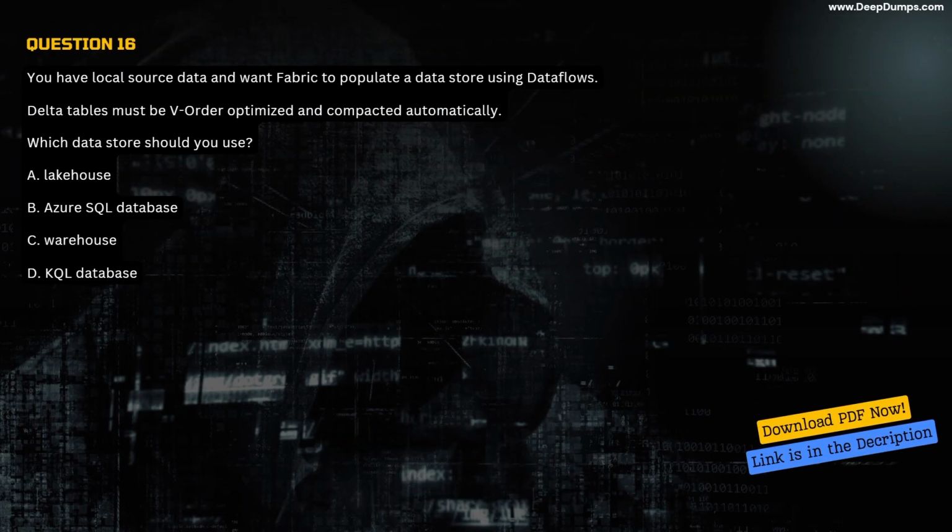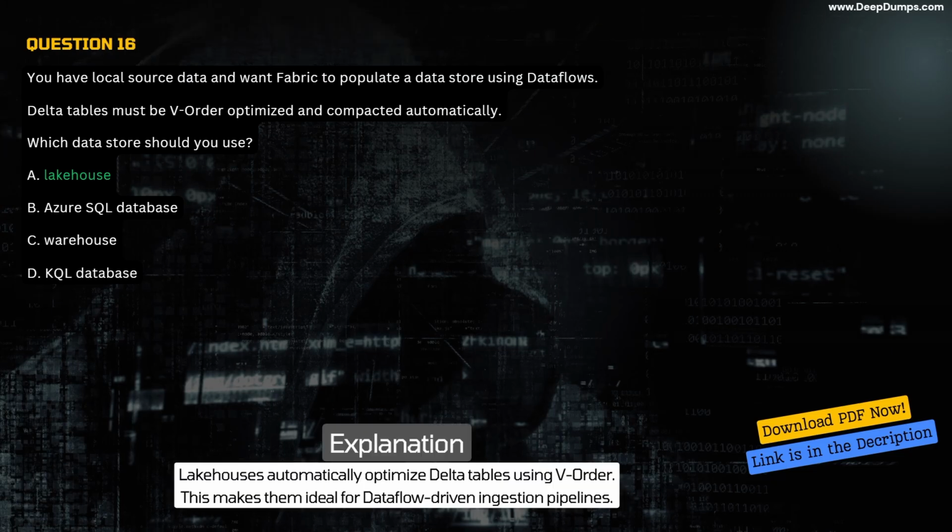Question 16. You have local source data and want Fabric to populate a data store using dataflows. Delta tables must be V-Order optimized and compacted automatically. Which data store should you use? A. Lakehouse. B. Azure SQL Database. C. Warehouse. D. KQL Database. Correct answer A. Lakehouse.